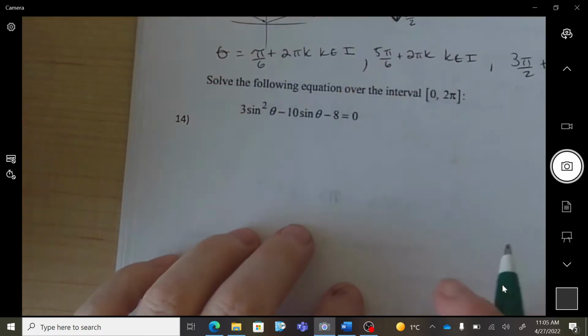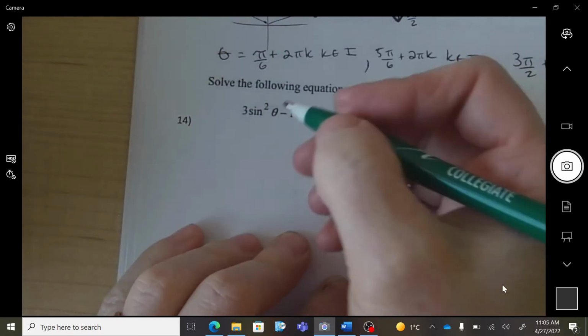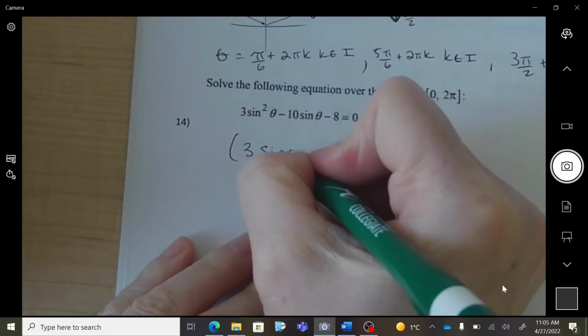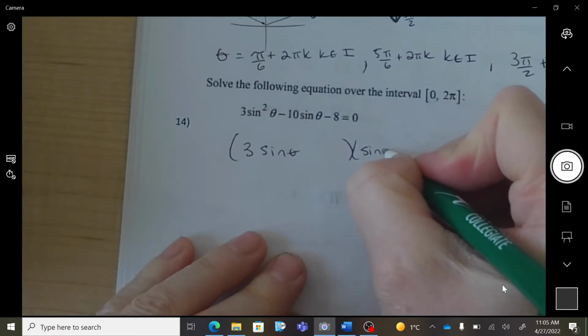Solving this equation, okay, let's try to factor it here. So 3 sine, a 1 sine.